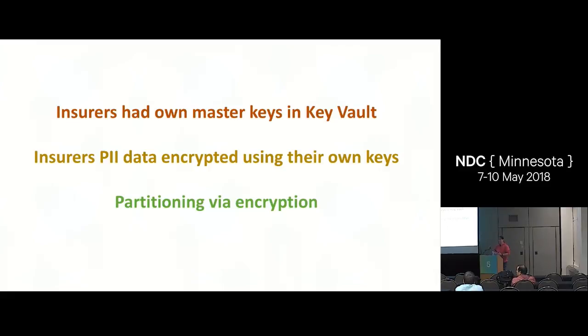So if anyone ever came in and stole any of our data from Cosmos DB or SQL Server, all that data is encrypted. But the good thing is, because each insurer had its own set of master keys, effectively what you're getting is partitioning via encryption. Everyone's data was stored together in one big database, but the data was effectively partitioned because we were using different keys per insurer to encrypt their data.